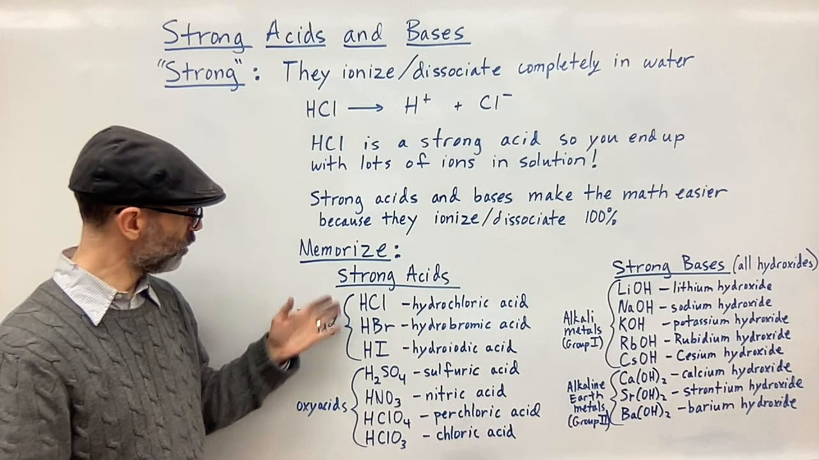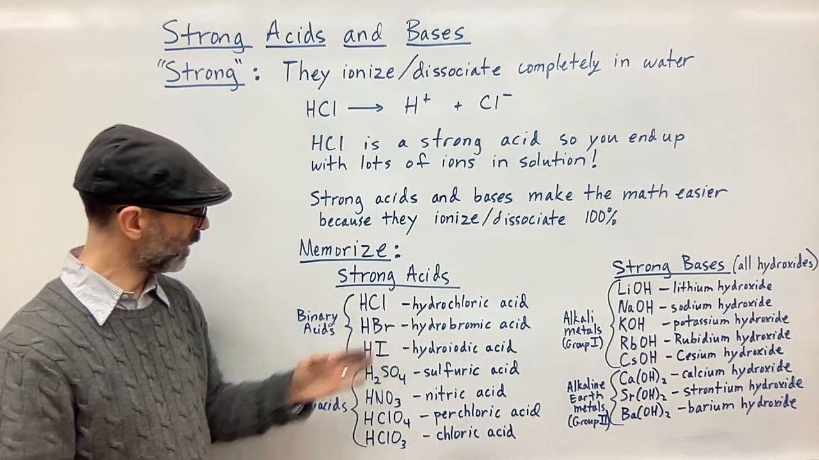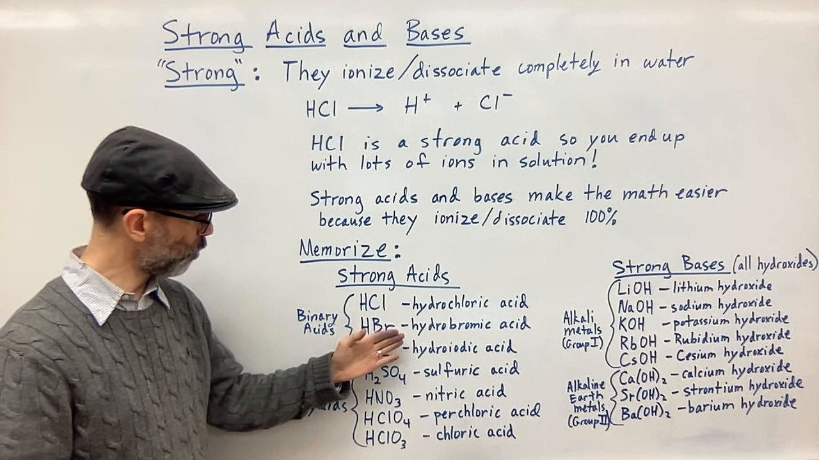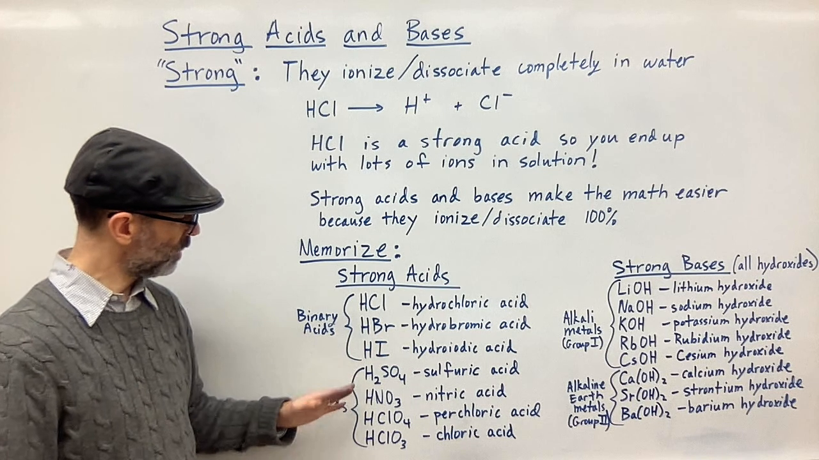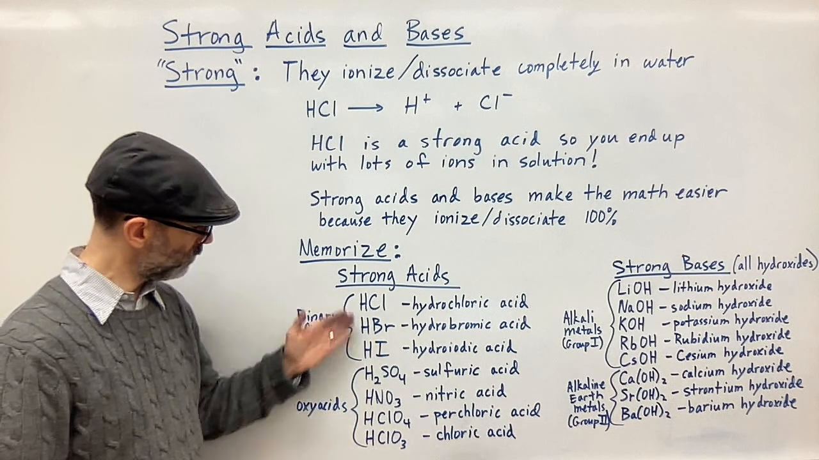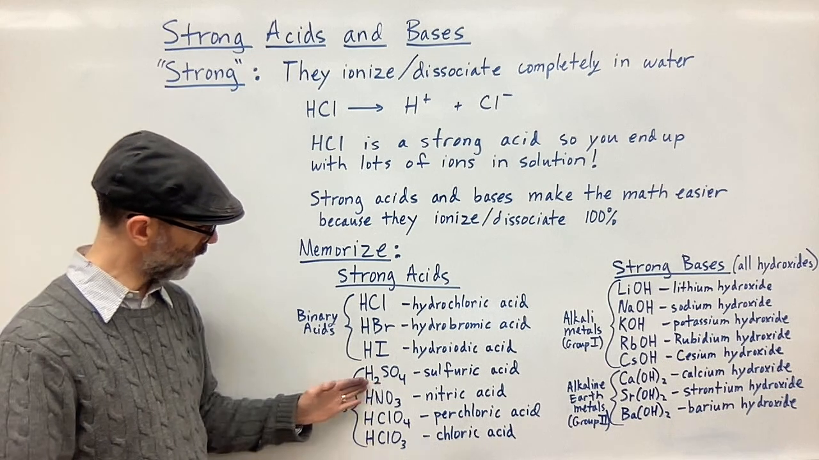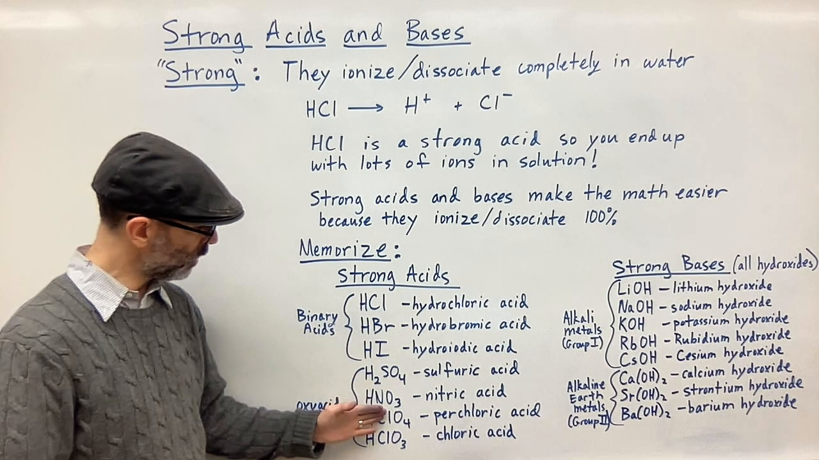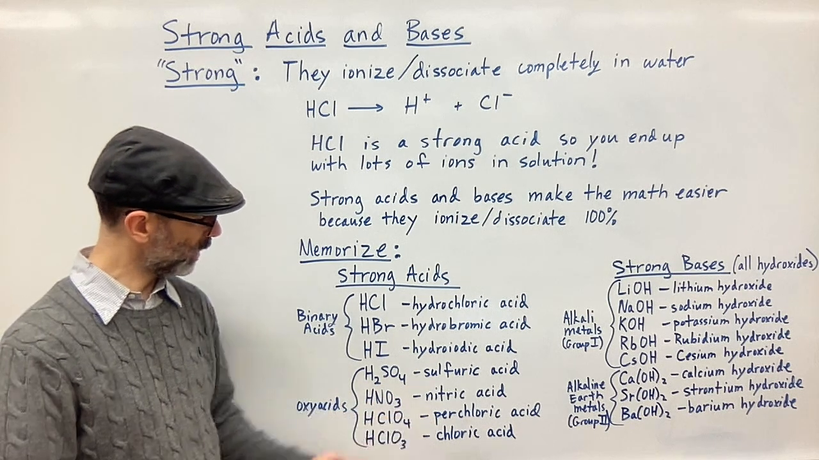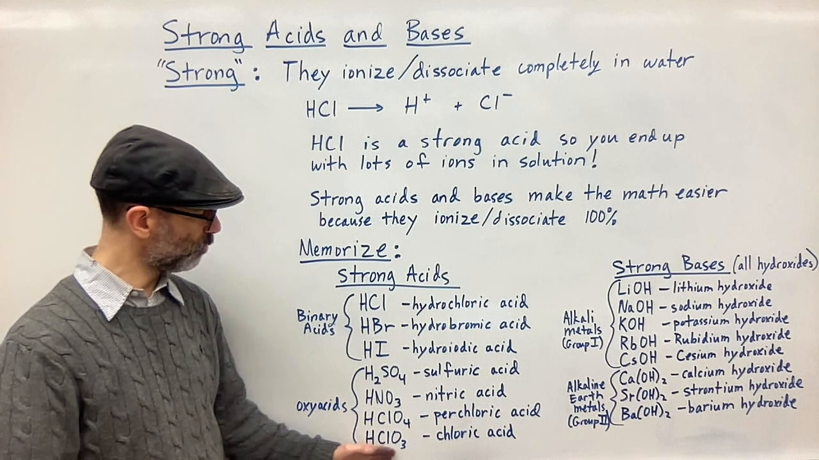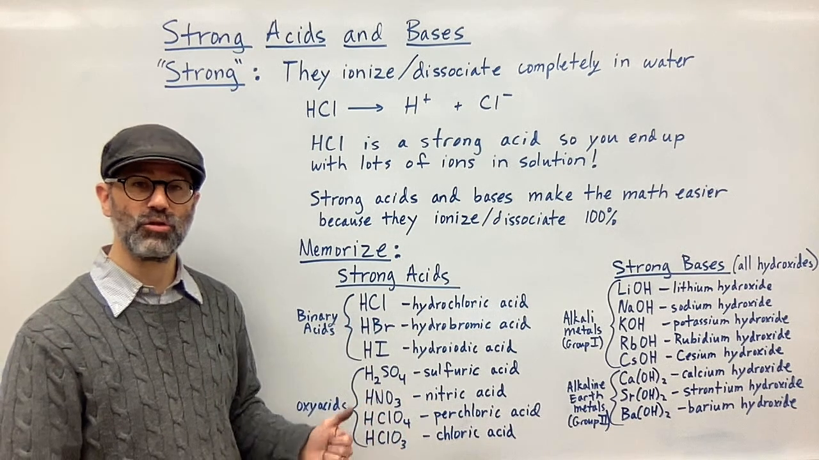So here they are. So the strong acids: HCl, hydrochloric acid; HBr, hydrobromic acid; HI, hydroiodic acid. And then these are the binary acids. And then you have oxyacids. So you have sulfuric acid, H2SO4, HNO3, which is nitric acid, HClO4, perchloric acid, and HClO3, chloric acid. So these are the 7 strong acids you should memorize.